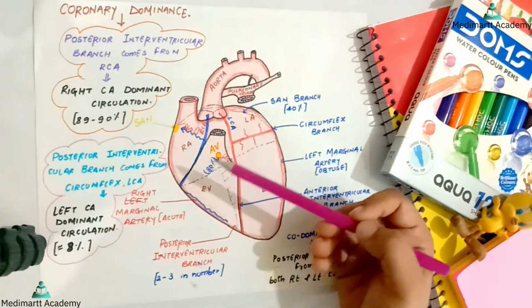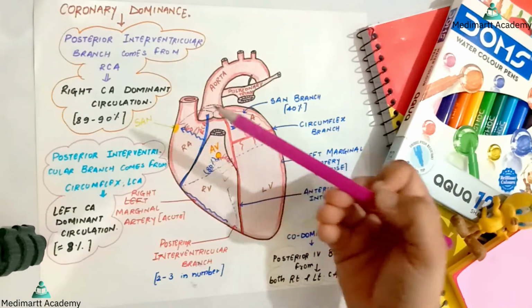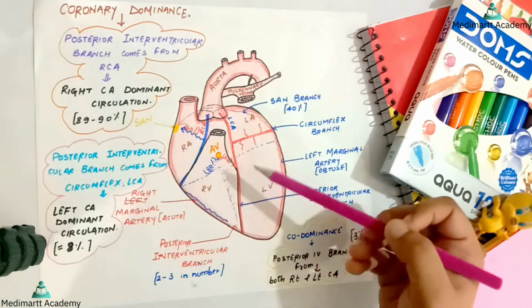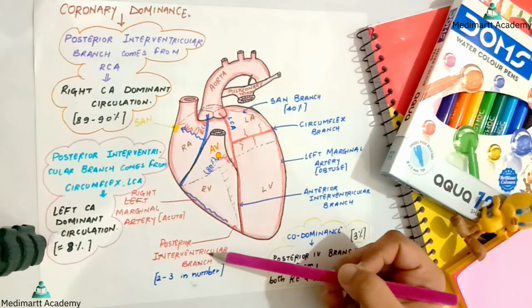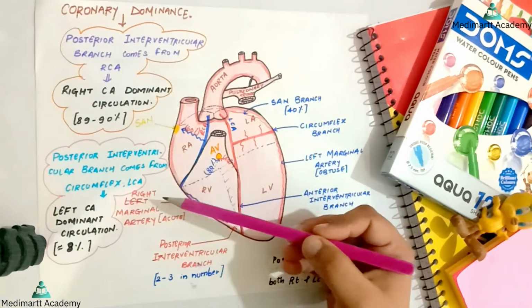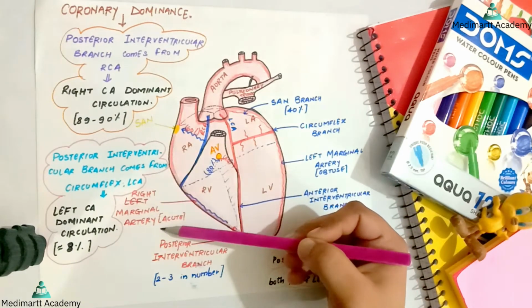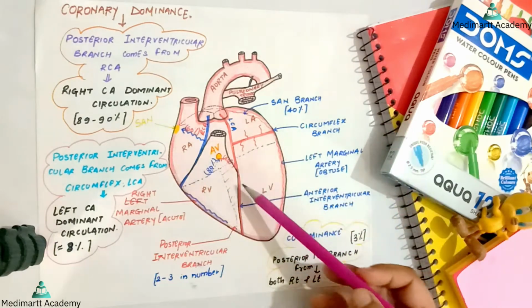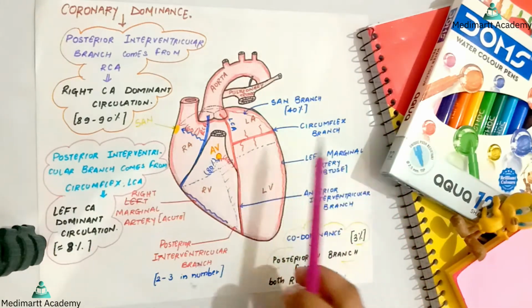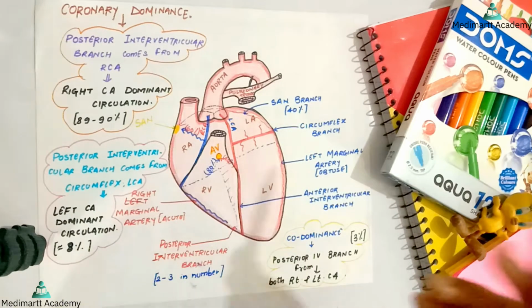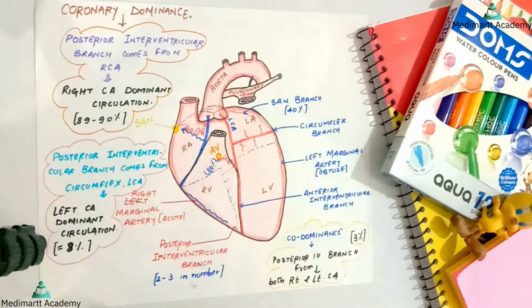So these are the basic things. It supplies the sinoatrial node through the sinoatrial nodal artery. It supplies the interventricular septum, so you have to say posterior interventricular branch. It also has a branch named right marginal artery, and it also supplies the atrioventricular node in 80 to 90% cases. Also the septal artery. Now, the left coronary artery has some branches. The two most important are the circumflex branch and the anterior interventricular branch.